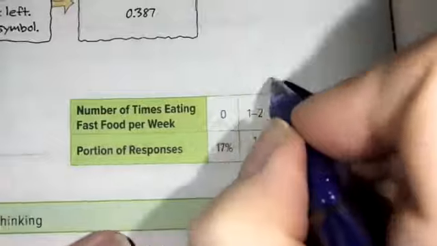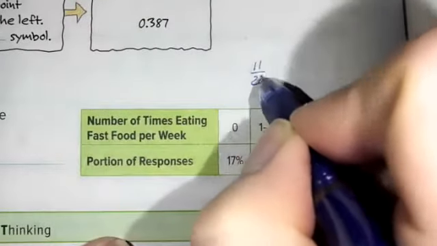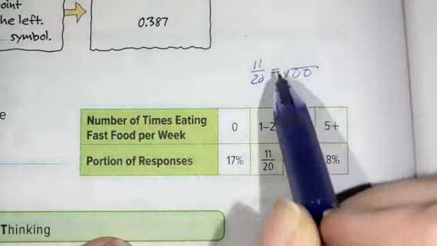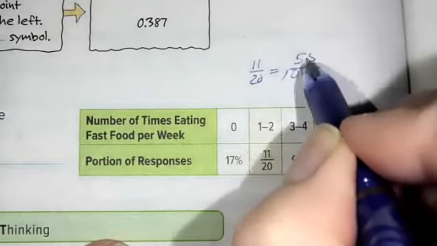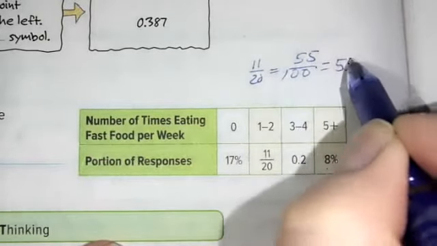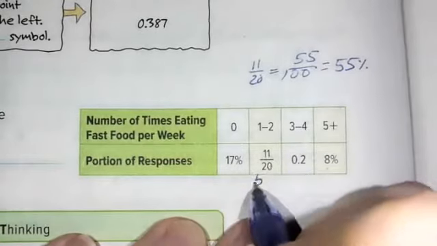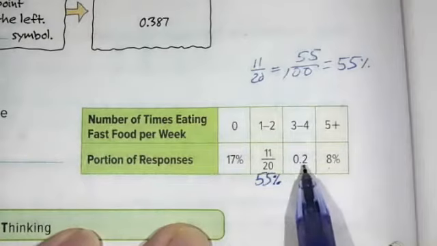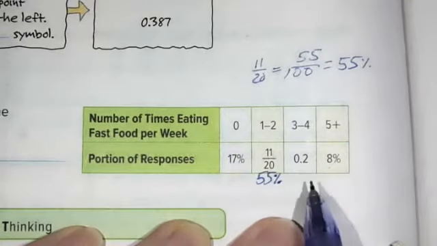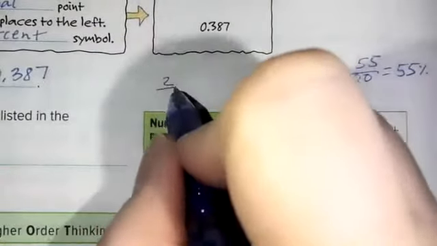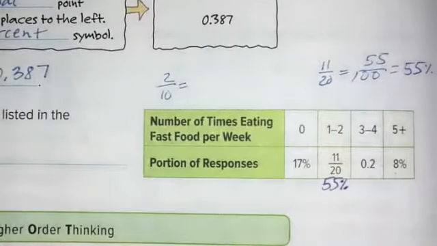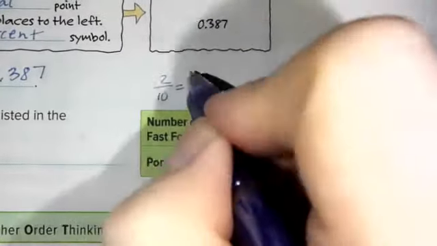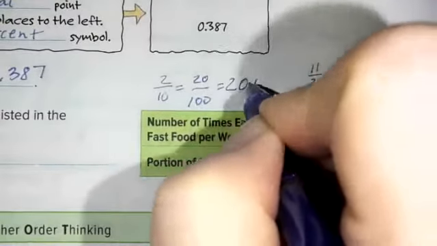So 11/20, if I want to make that into a percent, I just remember percent means per 100. So 20 times 5 would give me 100, and 11 times 5 would give me 55. So as a percent, 55 hundredths is 55%. And then I have 2/10 right here. You can probably do this in your head by now, but I'm just writing out each step. 2/10 is the same as multiply by 10 to get hundredths, so this is 20 hundredths, which is 20%.